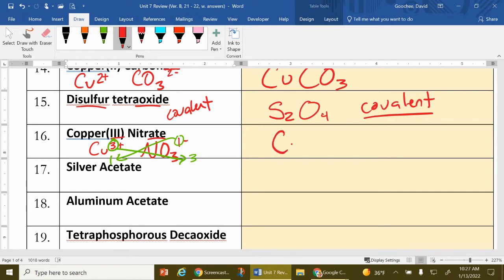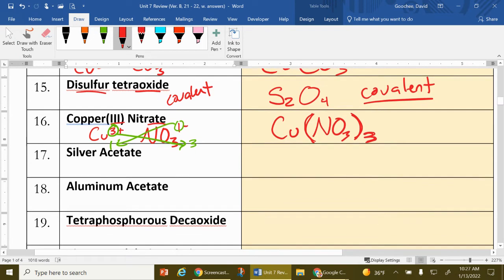The formula is Cu1, just leave it blank, NO3, 3. This is what 3 nitrates look like. Guarantee I'm going to get a lot of people just saying NO3 and saying, oh, this is 3 nitrate. That's not. This is 1 nitrate. 3 nitrates is NO3 in parentheses, 3. All right, so there you go. There's that one right there.